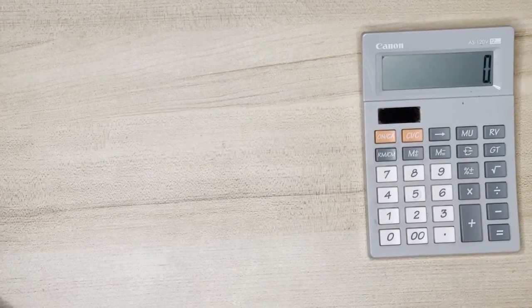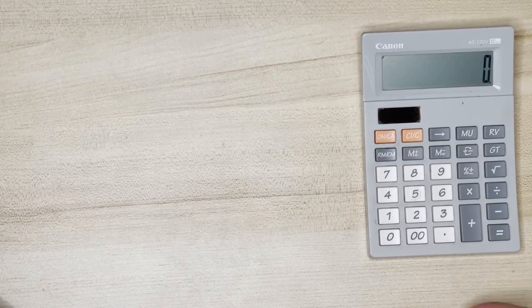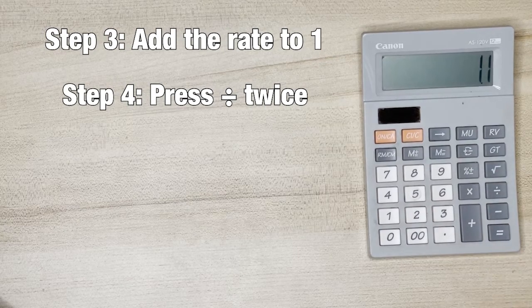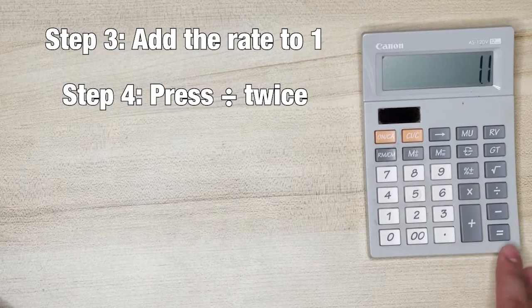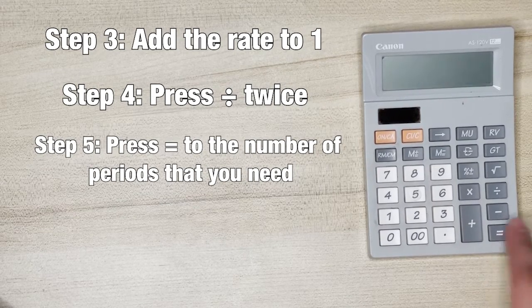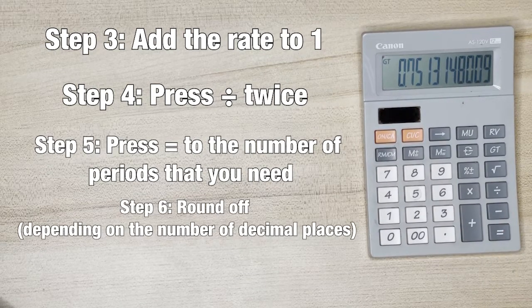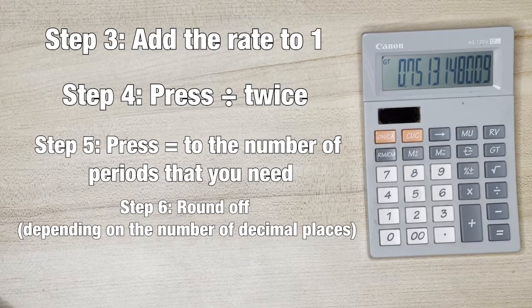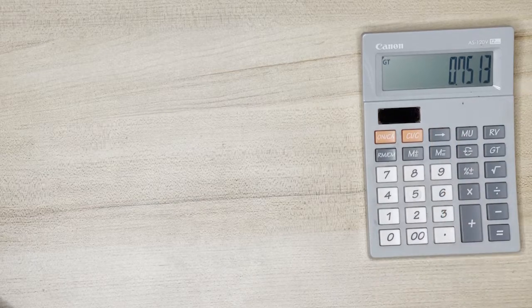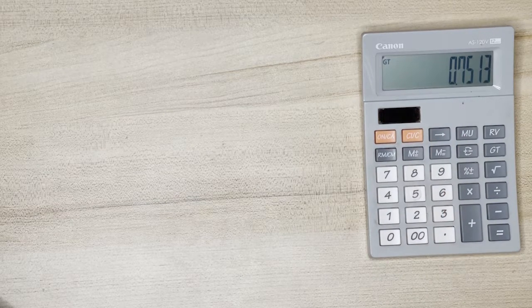Paano pag 3 years lang? Okay, so 10% for 3 years, diba? So 1.1, tapos divide. Sabi nga 3 years, so press the equal sign 3 times. So 1, 2, 3. Ayan na. Then, round off to 4 decimal places. So, 0.7513. So, ayan na. Okay? So, yan ang PV factor for 10% for 3 years.